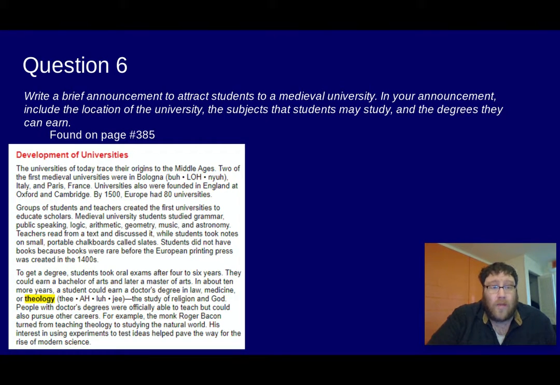They could earn a Bachelor of Arts and later a Master of Arts. In about 10 more years, the students could earn a doctor's degree in law, medicine, or theology, the study of religion and God. People with doctorate degrees were officially able to teach and could pursue other careers. For example, the monk Roger Bacon turned from teaching theology to studying the natural world. His interest in using experiments to test ideas helped pave the way for the rise of modern science.